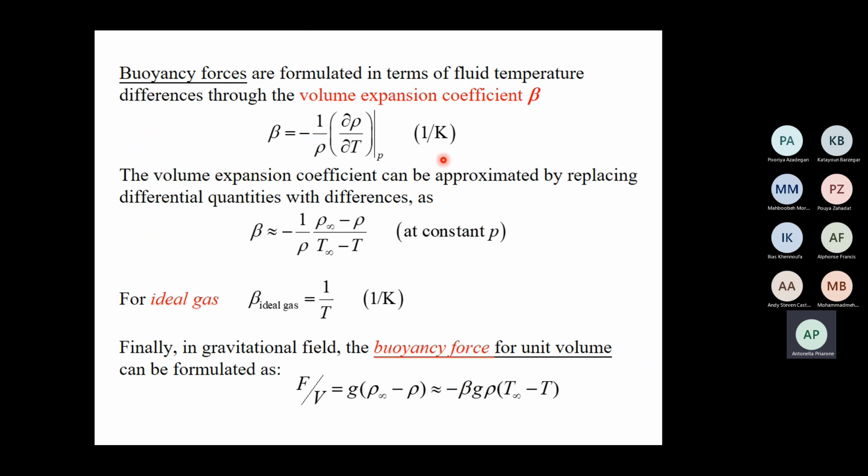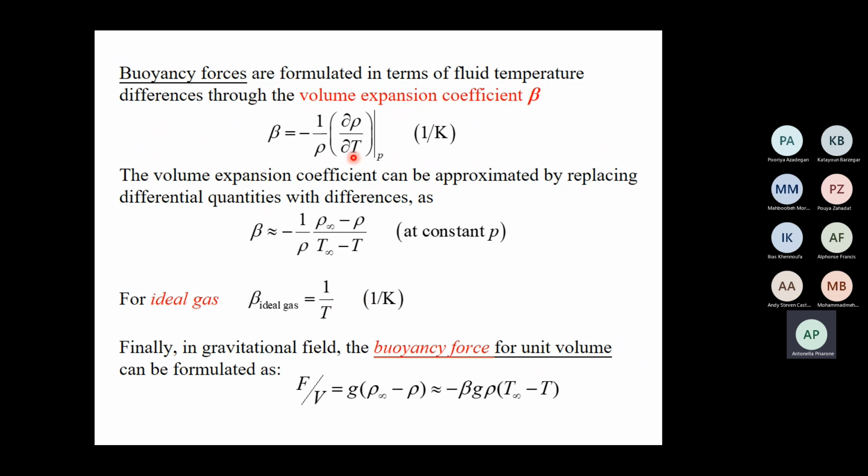Now, this slide explains better the meaning of the buoyancy force, the meaning of this beta coefficient that allows us to express the buoyancy forces. Okay, beta is defined as, this is a definition, nothing else, the volume expansion coefficient, written here as minus 1 divided by the density, times the first derivative of the density with respect to temperature at constant pressure. This is the definition of the beta coefficient, the volume expansion coefficient.